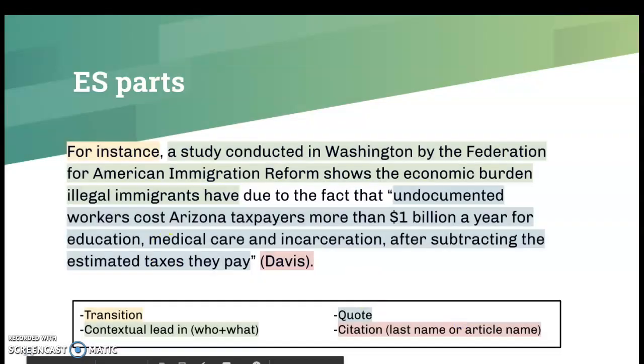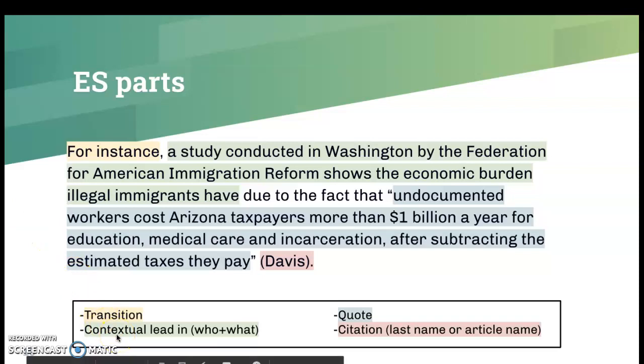Okay, here are all of our parts. The transition was easy enough. Remember, the transition's really going to help your evidence flow, so we know where your evidence is. We can distinctively find it. It's super easy for us as graders to do that. Make sure you are adding transitions to your evidence sentences.